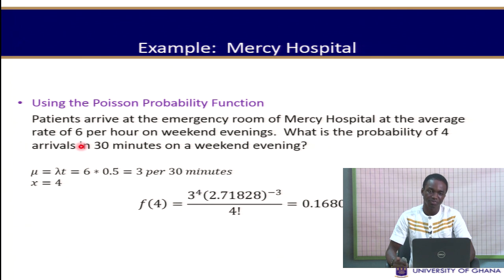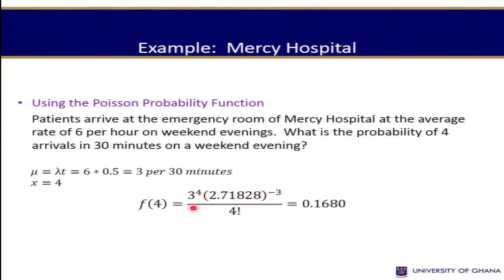So you ask yourself, on the average, if 6 people can arrive per hour, then how many people do you think on the average will arrive in 30 minutes? Your guess is as good as mine. If 6 people will come in an hour, then we expect that 3 people would arrive in 30 minutes. Therefore, our mu, or our lambda t, wouldn't be 6, but it would be 3 per 30 minutes, because this time we are looking for a time interval of 30 minutes.